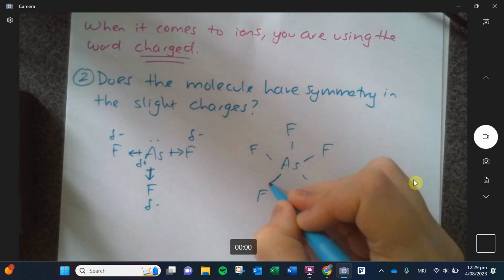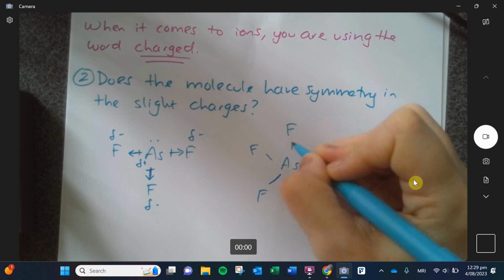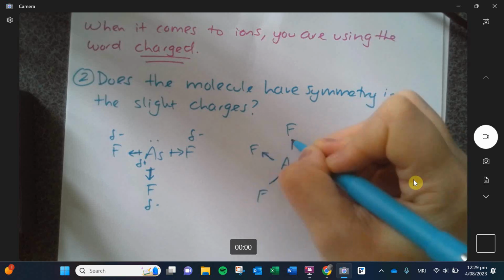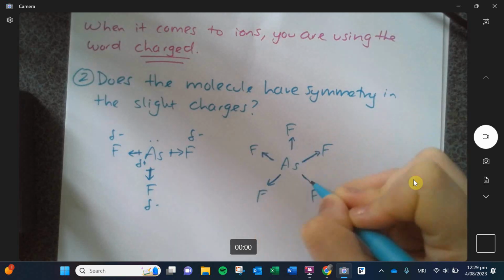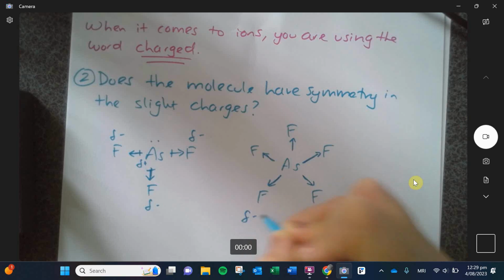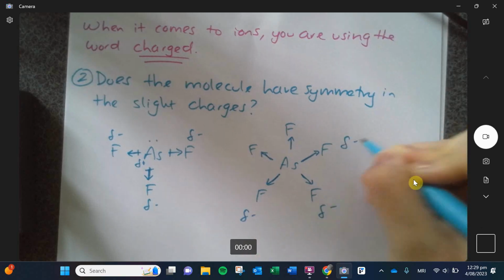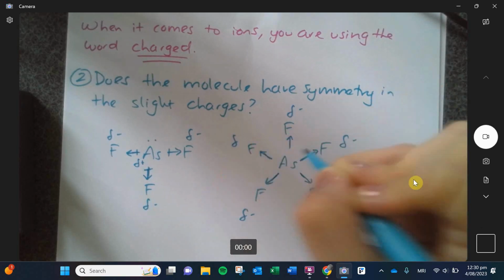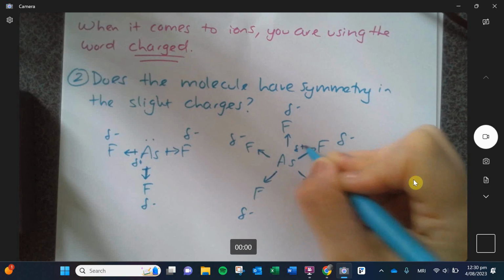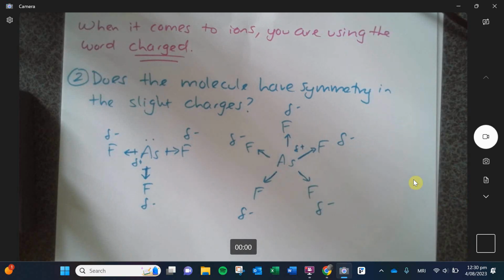So same thing when we're dealing with this molecule over here. The fluorines are going to pull those electrons closer to it. It's going to be slightly negative. It's going to be slightly positive. So that's basically showing you how to do step 1. Yes, Manusha. Yeah.